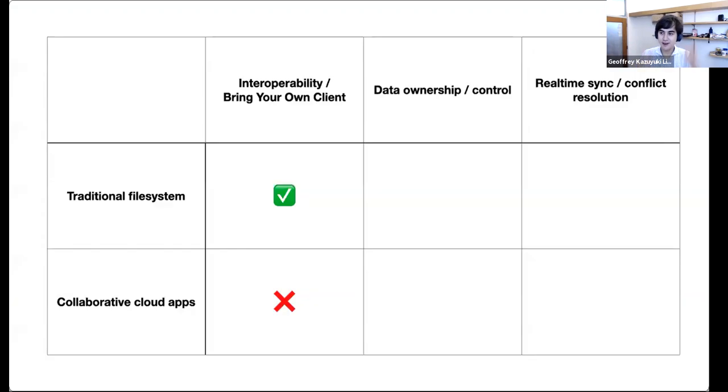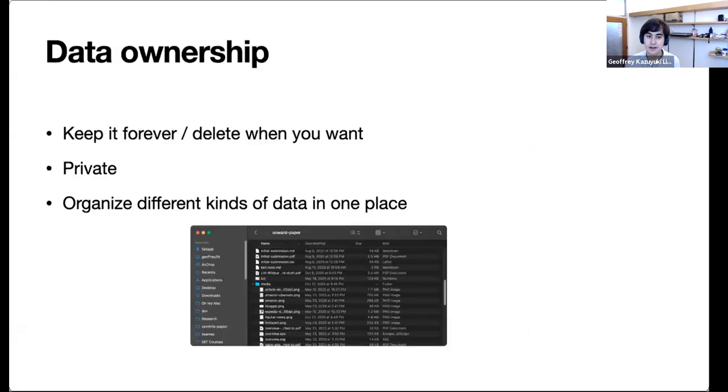Okay, so that fills in our first column of the table. Interop: file systems good, collaborative cloud apps not so much. The second column I think is its own whole topic. I won't go deep into it, but there's a lot of stuff around data ownership and control. As I mentioned, with a file system, it's easier to keep your data forever or delete it when you want. You can keep things private.